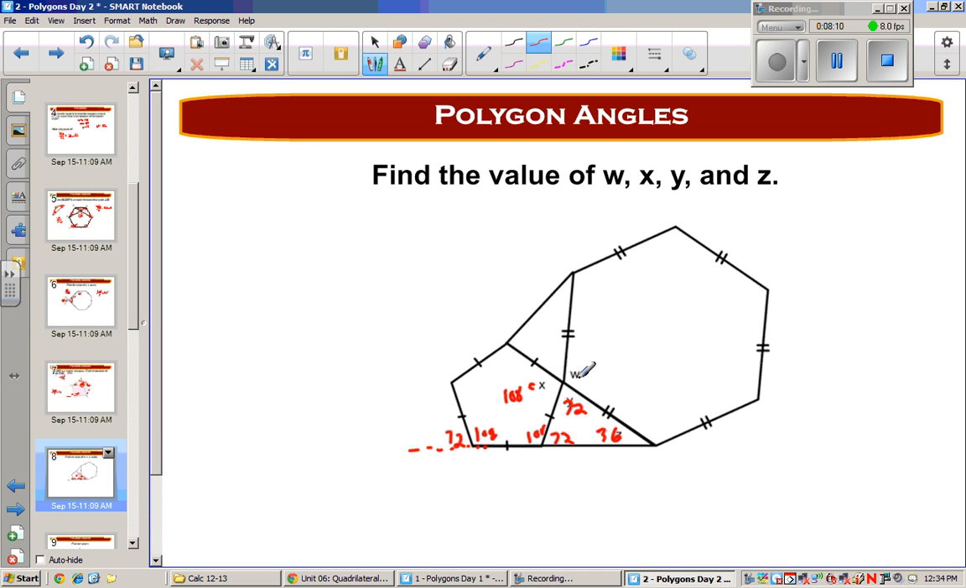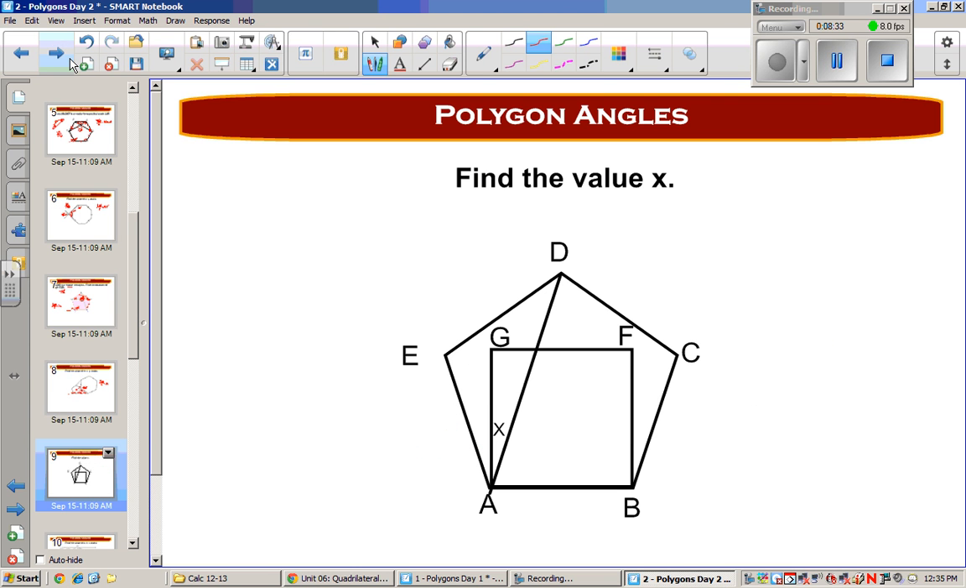Now to find w, this is not a straight line, so these are not a linear pair. So I'd have to use the formula for a regular polygon. If I do 360 divided by 6, that's 60. So that's going to be your exterior angle. Subtract from 180, and w is 120 degrees. Next problem.